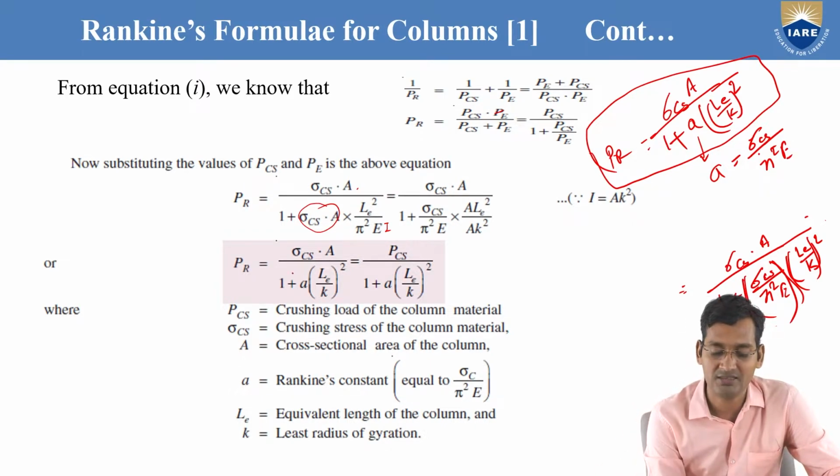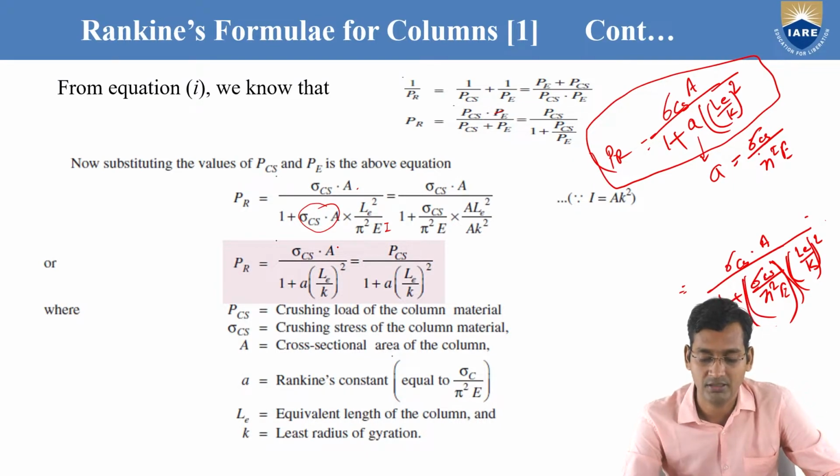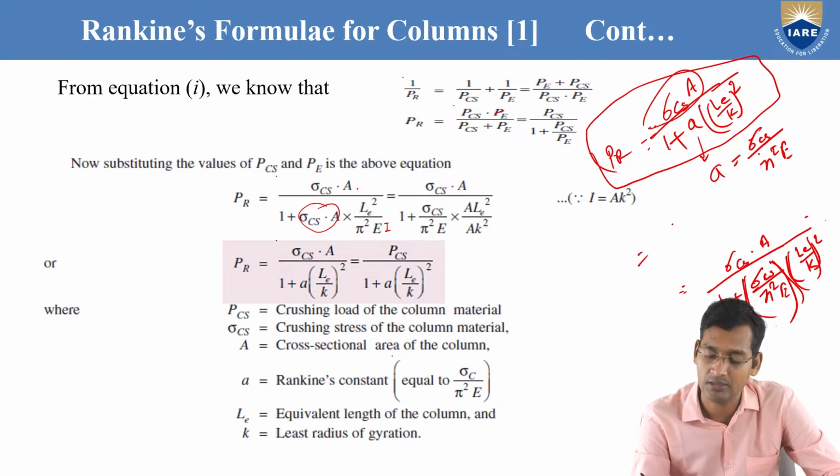Okay, so PR is sigma CS into A, or we can write this in terms of P also, so PCS. So PR will be equal to, this is in terms of sigma, and now in terms of P, PCS by 1 plus A times LE by K whole square.